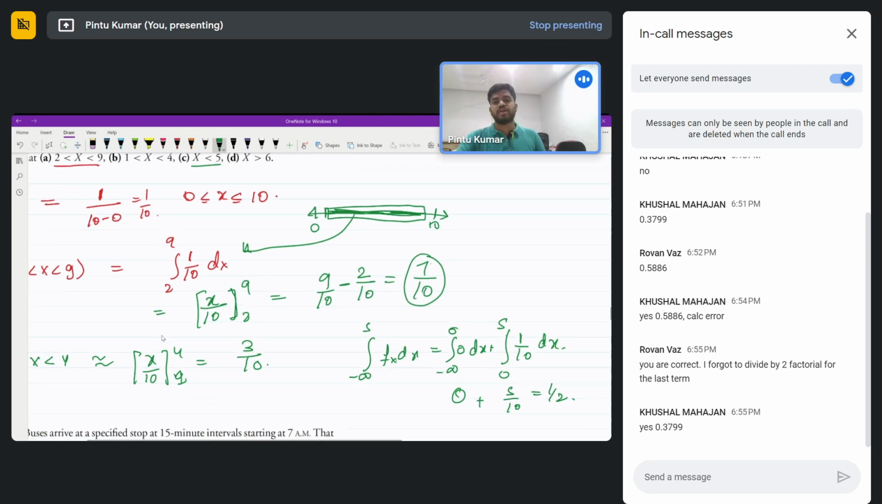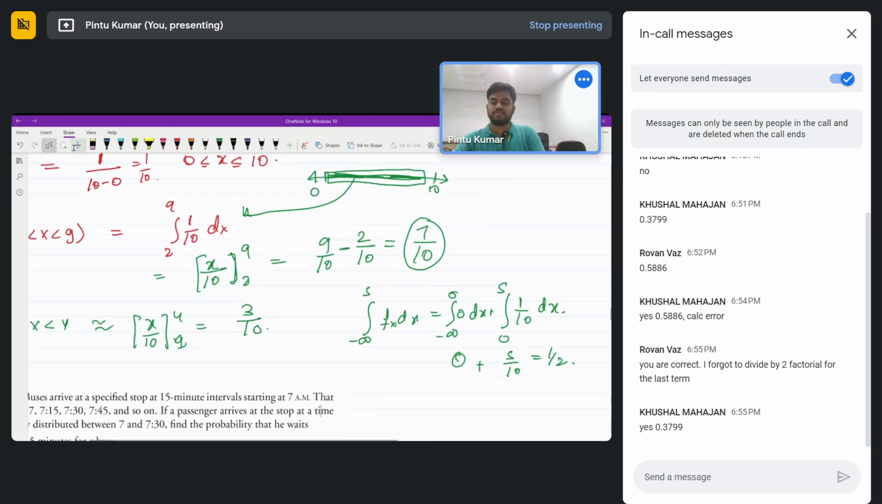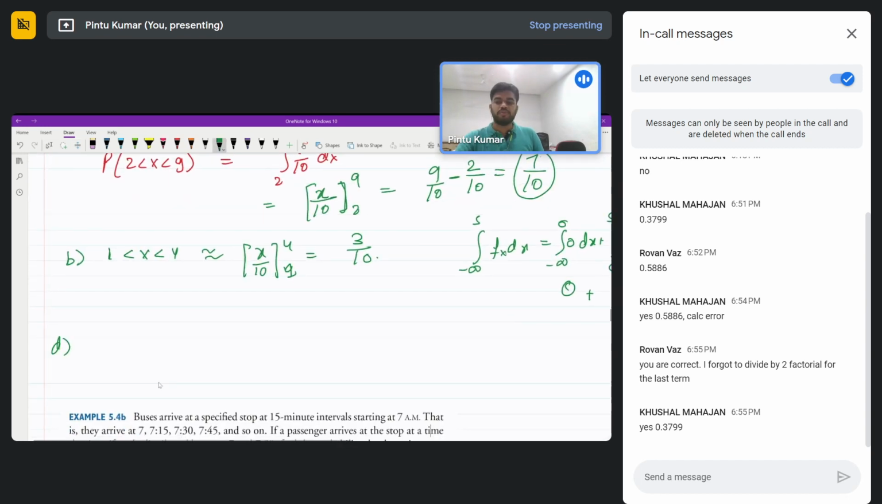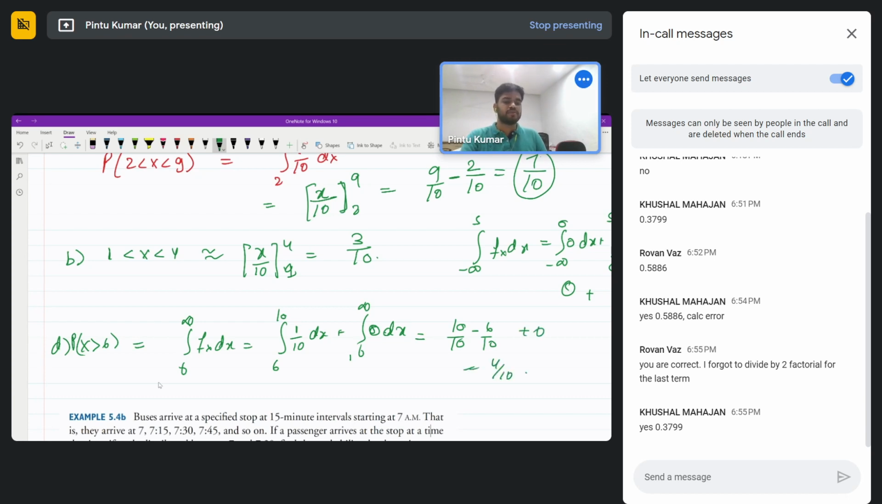Next is that your x is greater than 6. So your D part is x greater than 6. The probability that your x is greater than 6 is nothing but the integration from 6 to infinity of f of x dx, which is from 6 to 10, 1 by 10 dx, and from 10 onwards it will be 0 dx. So this is nothing but 10 by 10 minus 6 by 10 plus 0, that is 4 by 10.